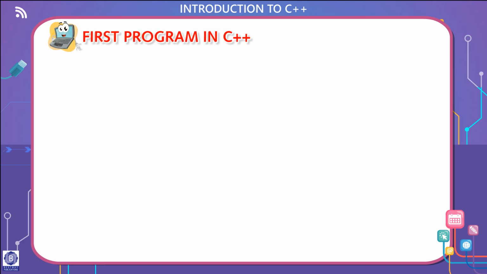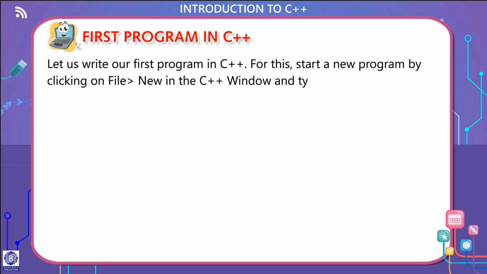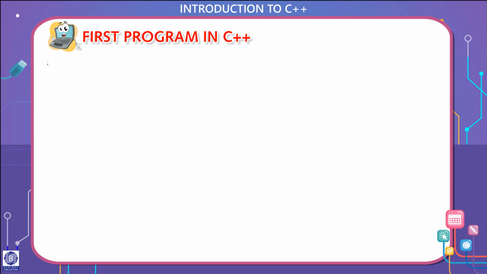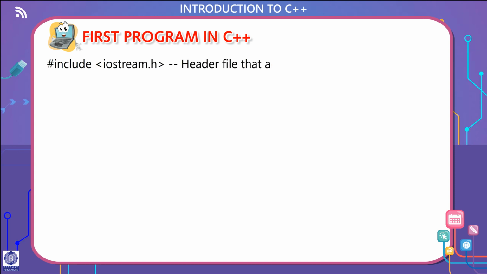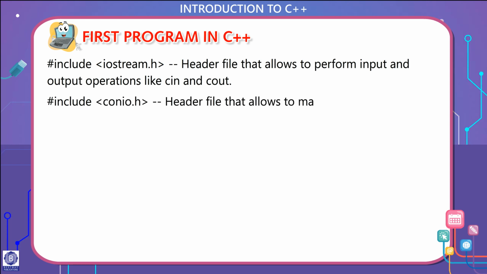First program in C++. Let us write our first program in C++. For this, start a new program by clicking on File, New in the C++ window and type the following code. #include <iostream.h>, header file that allows to perform input and output operations like cin and cout. #include <conio.h>, header file that allows to make use of the functions clrscr and getch.